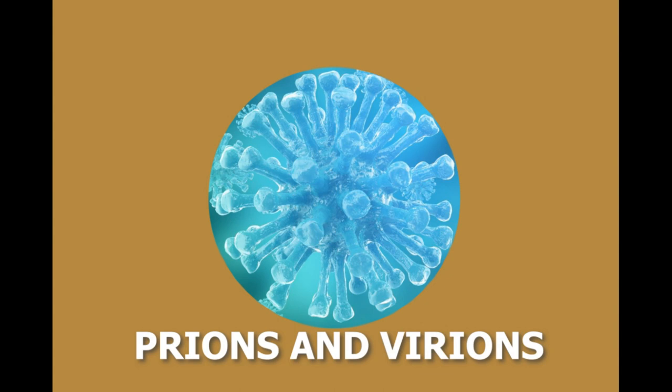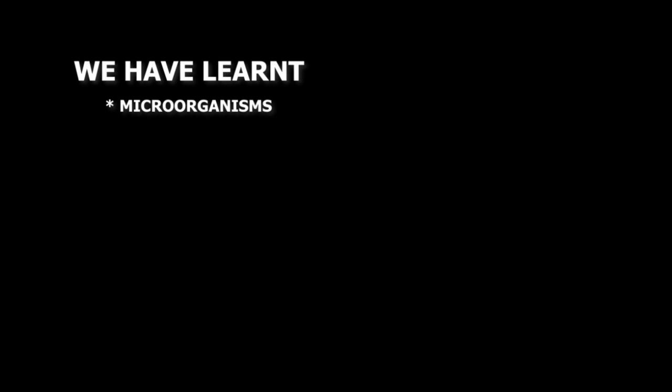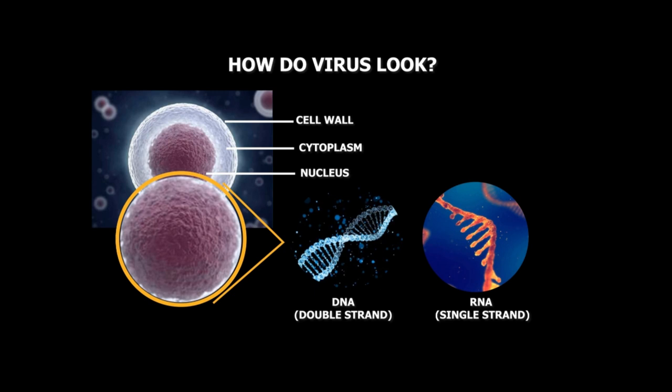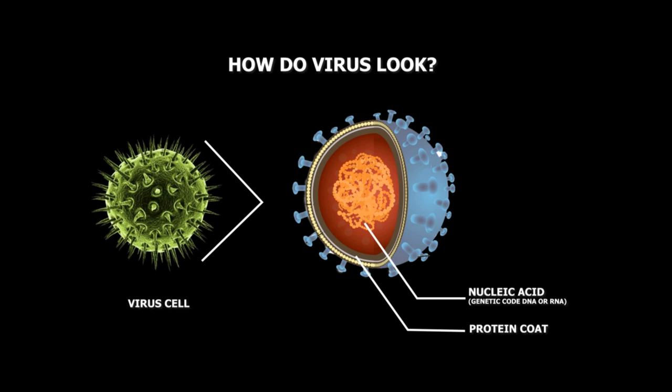In the previous videos, we have learnt about various microorganisms and how they have good as well as bad effects. We have also discussed the structure of virus. We know that virus is made from nuclear material, DNA or RNA, and a protein coat around it. We have also learned that viruses are found in active state in host cells and become inactive or die outside it. In this video, we will learn about prions and virions, which are similar to virus.